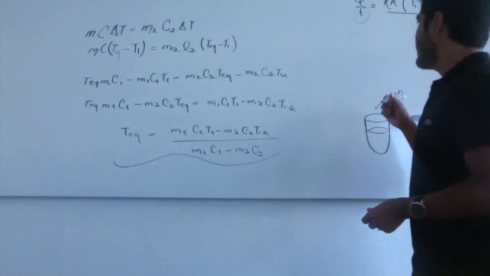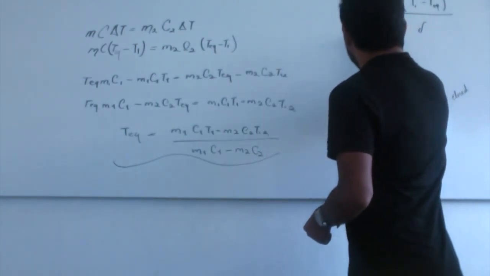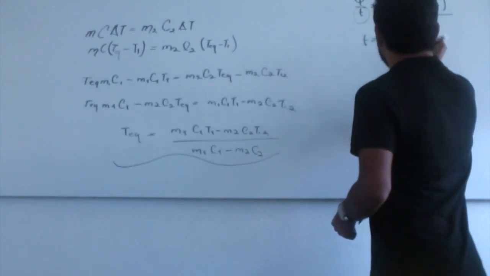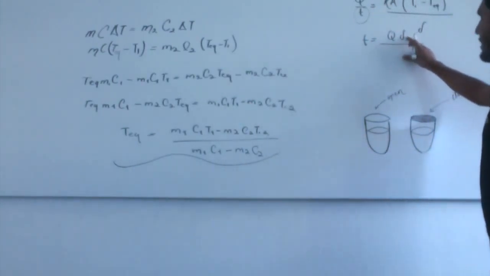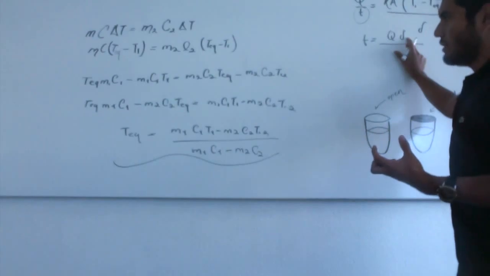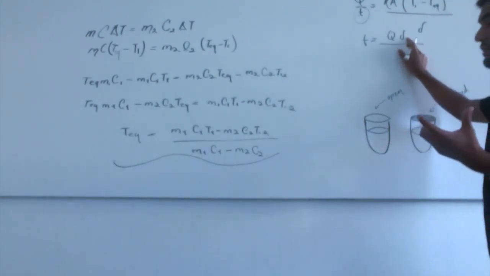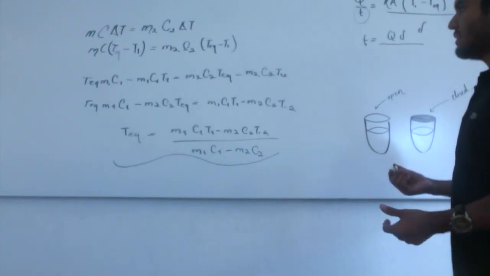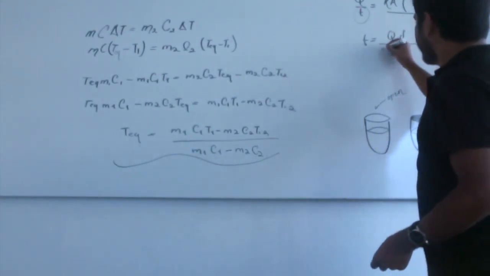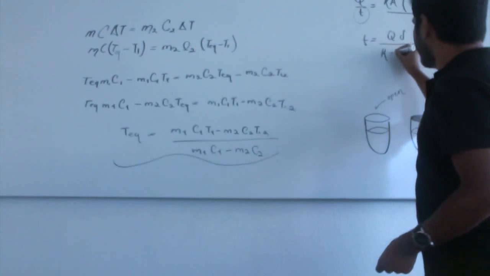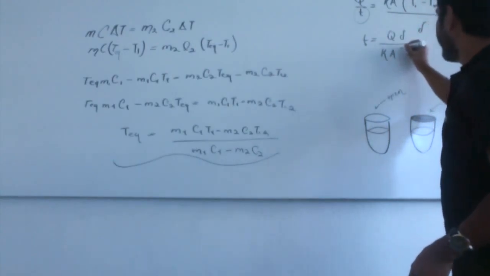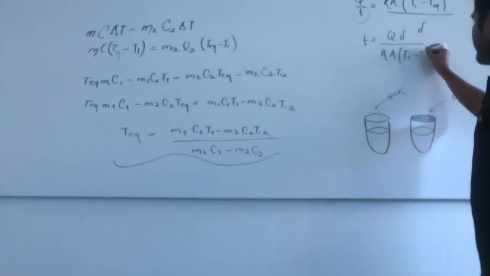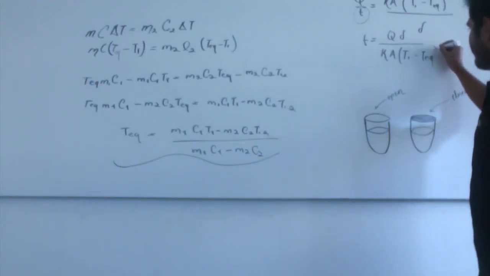If we solve this for t, we have that t is equal to Q, that is the heat, times D, that is the thickness of the recipient that contains the fluid, over K, that is the constant of the fluid, times A, that is the area, times the initial temperature minus the temperature of equilibrium.